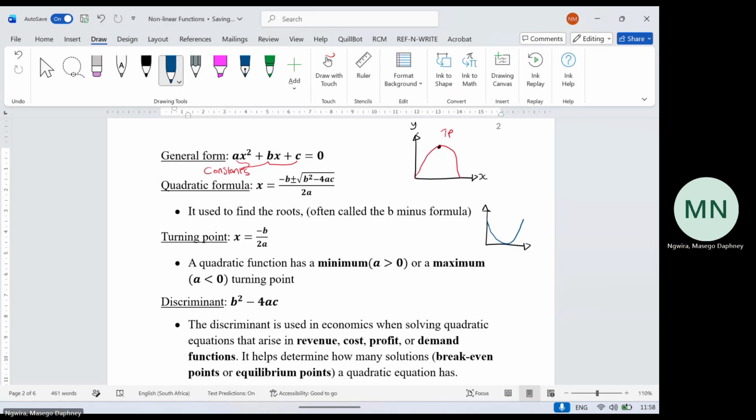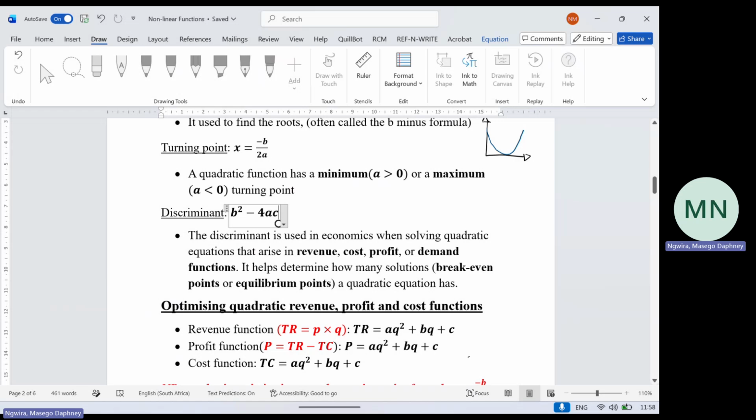Actually, yeah, this is the minimum. It's going to face up, and then this is the maximum. I hope I did not mix these two up. Okay, when your a is greater than 0, your graph is going to look like this. It's going to be smiling. When your a is less than 0, your graph is going to be a sad graph. Those who did pure maths understand.